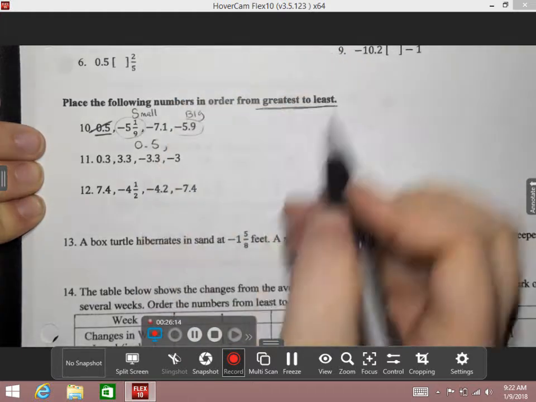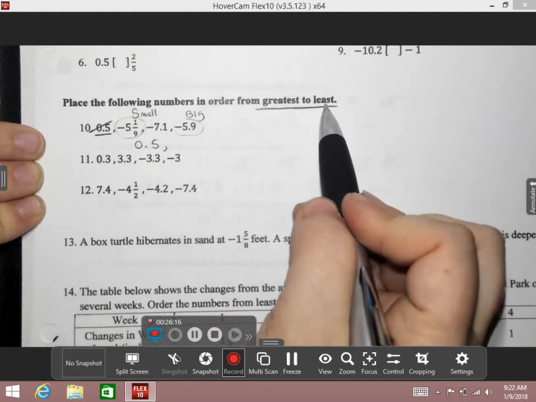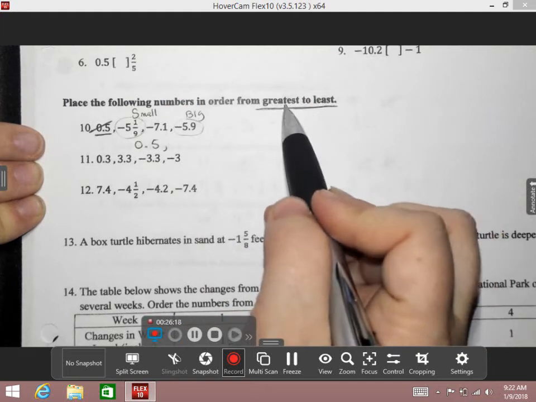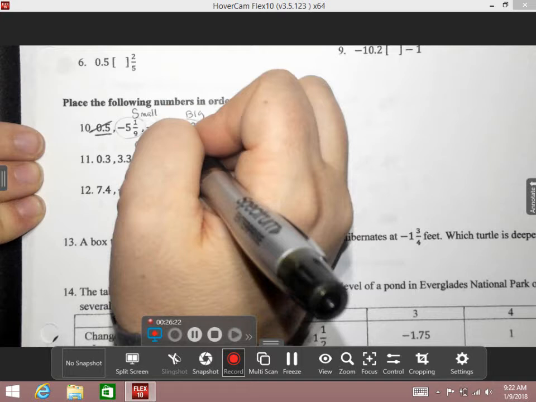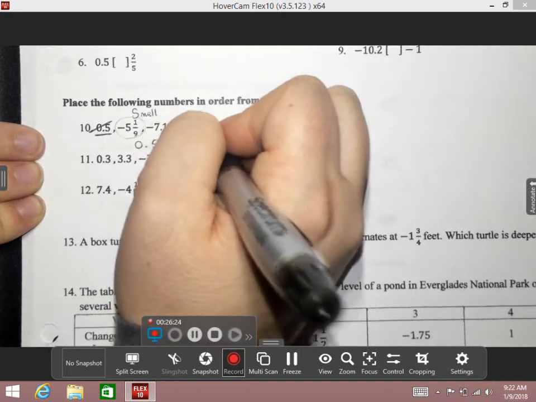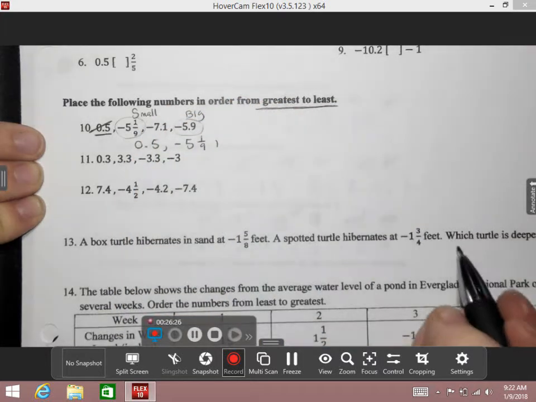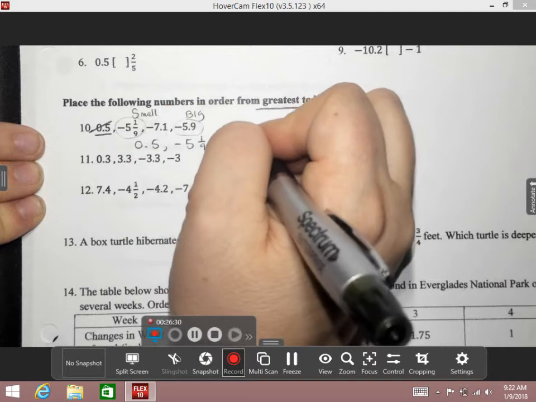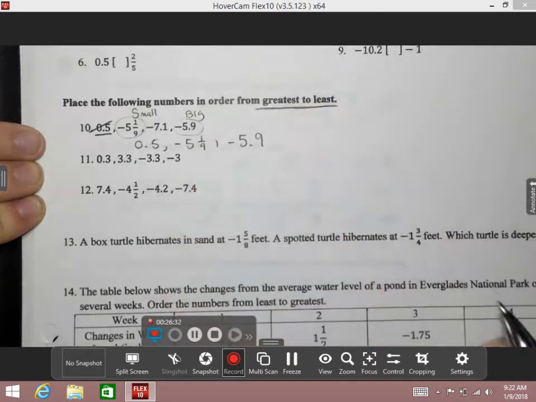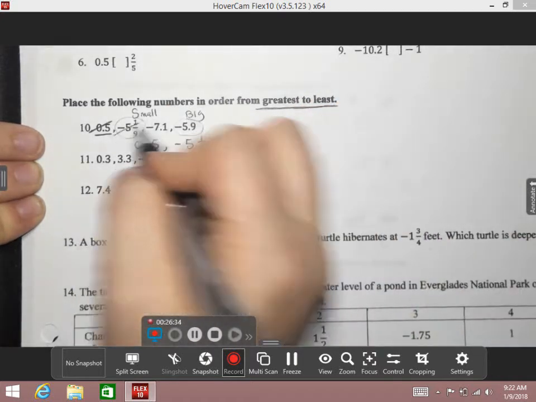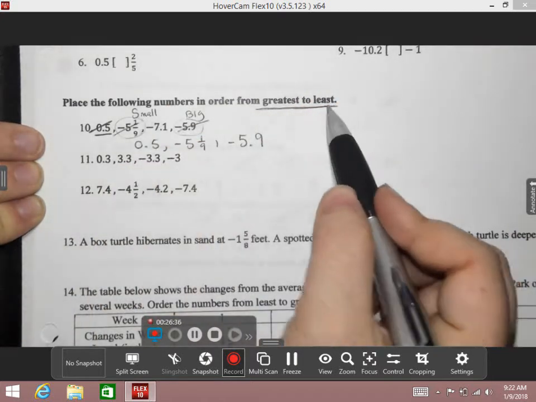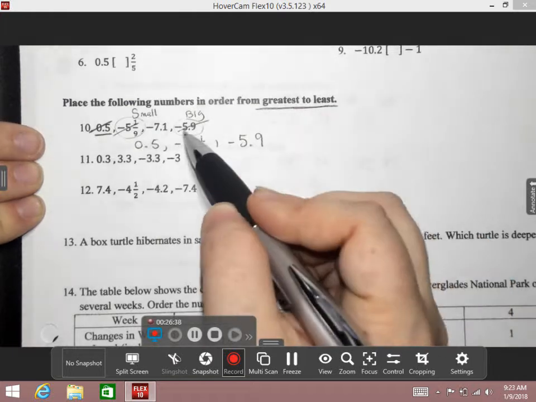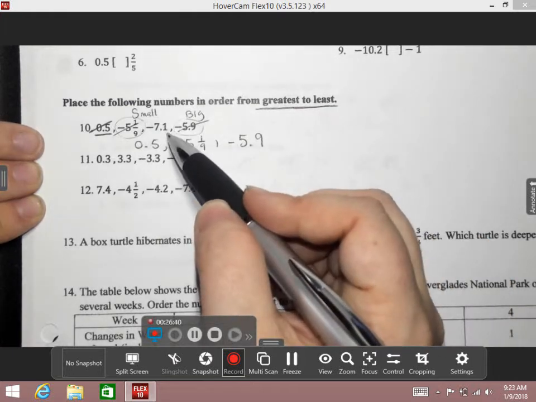Okay. So if we're going greatest to least, remember the greatest negative is actually the smallest. So we're going to put negative 5 1/9 next. All right, and then after that, we're going to have negative 5.9. So those are my two 5s. So then my least number is the biggest negative. Is that negative 7.1? Was that the biggest negative that I had?